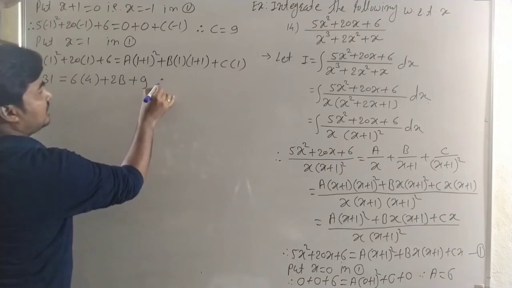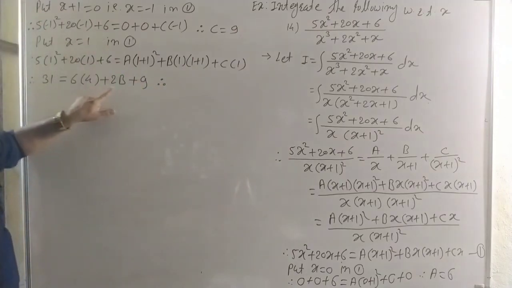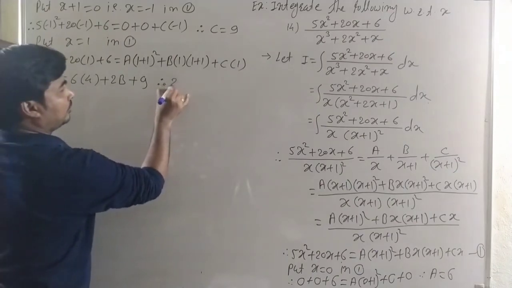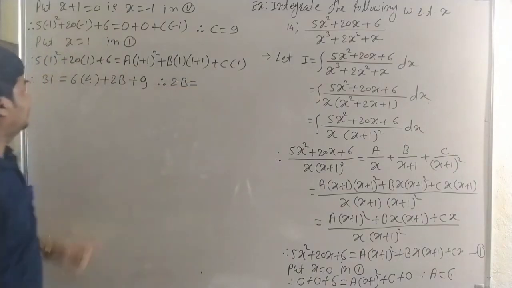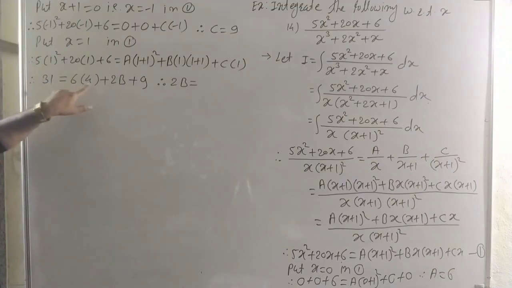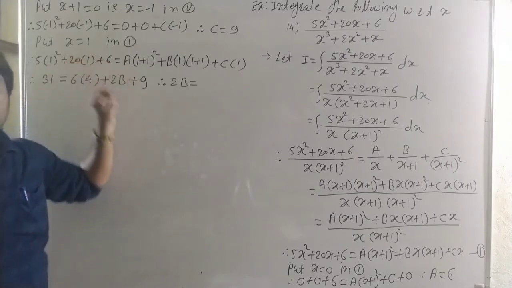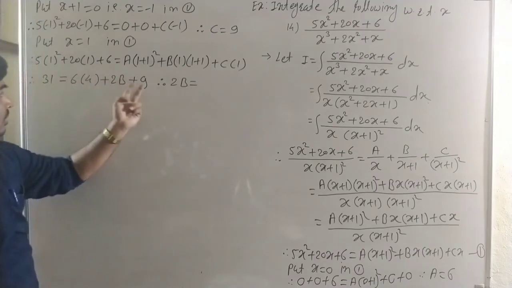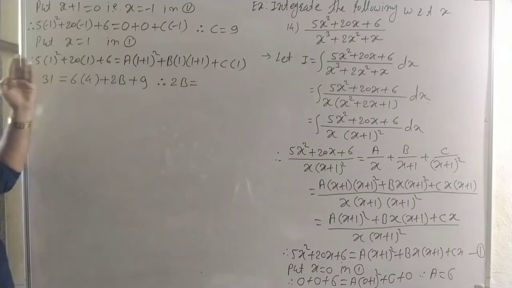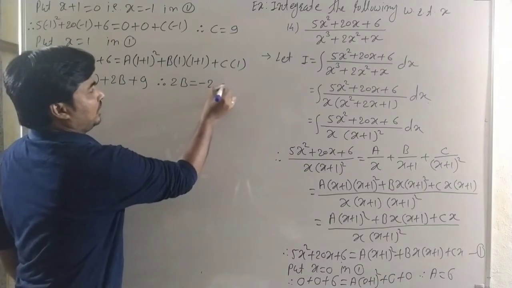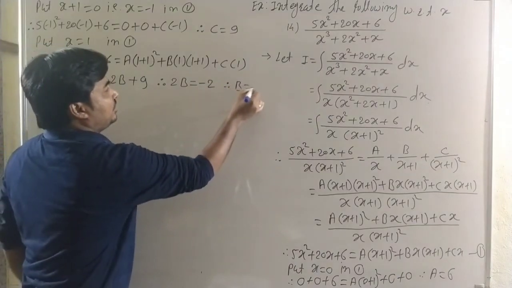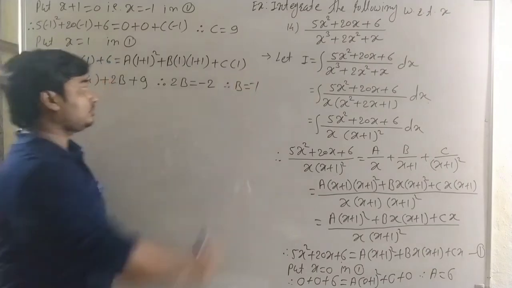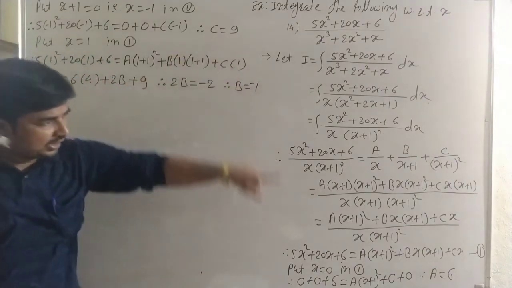Okay, therefore see carefully the calculation. Here we can write 2b is equal to, see carefully here, 6 into 4, it is 24. 24 plus 9, it is 33, and we take 33 in the LHS. 31 minus 33, that is minus 2, and therefore b is equal to 1. Sorry, it is minus 1. Okay, b is equal to minus 1, c is equal to 9, and a is equal to 6.